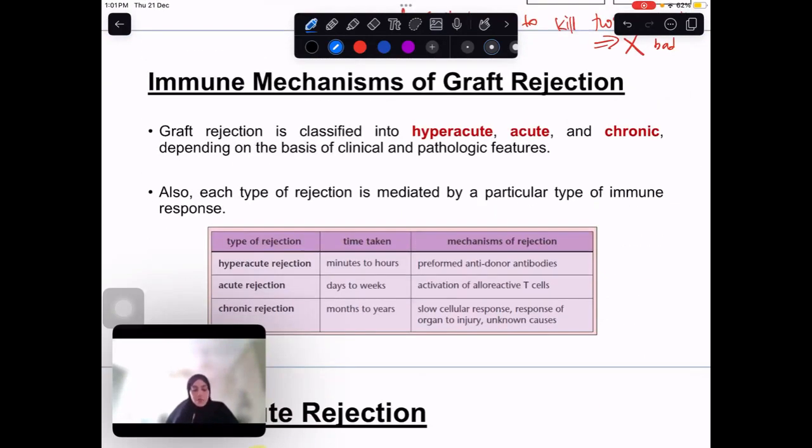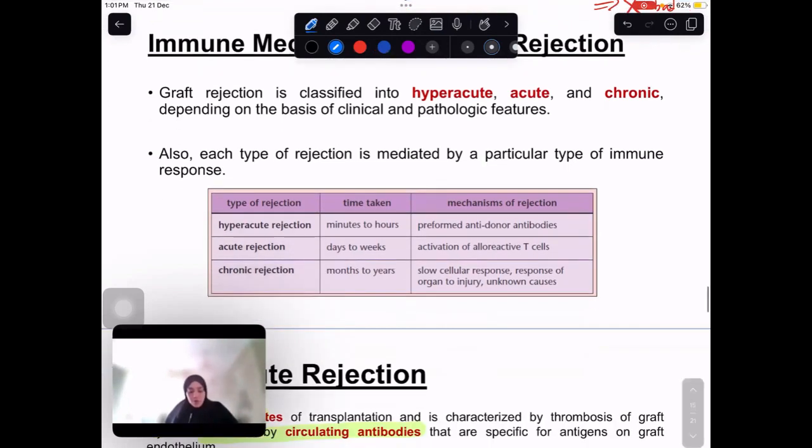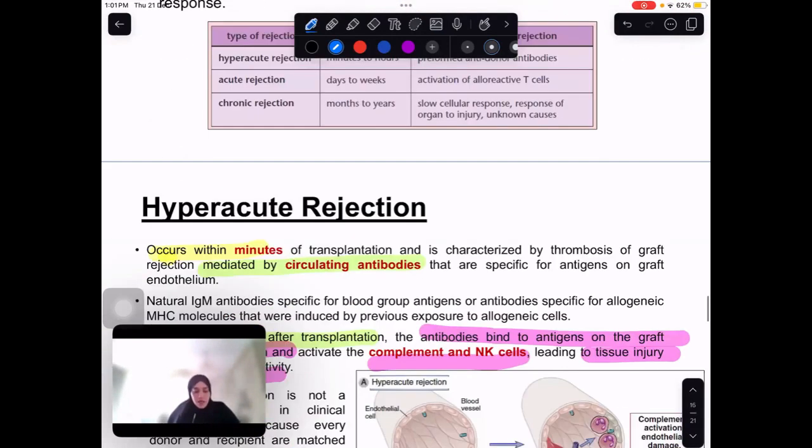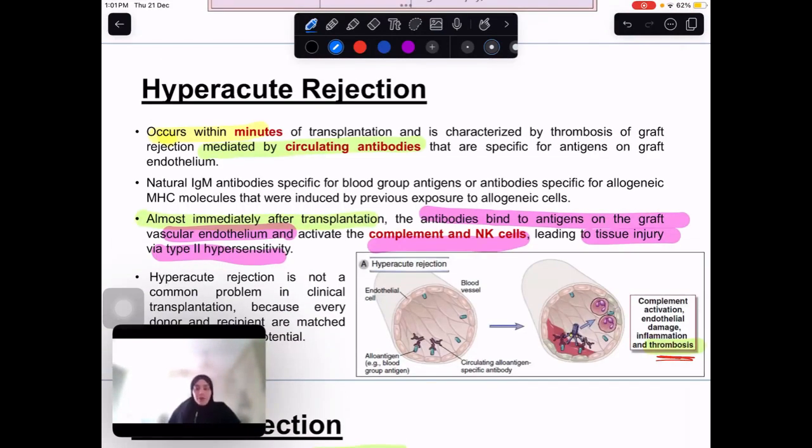Now, the immune mechanism of graft rejection. These are just going to be different steps, with different features based on them. There's a classification of graft rejection: it could be hyperacute, acute, or chronic. The hyperacute, from the name, occurs within minutes. It occurs really fast, and the reason is that we're dealing with circulating antibodies. So the antibodies are already circulating.